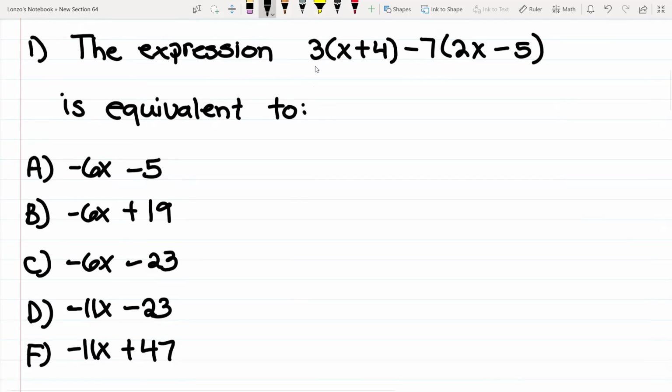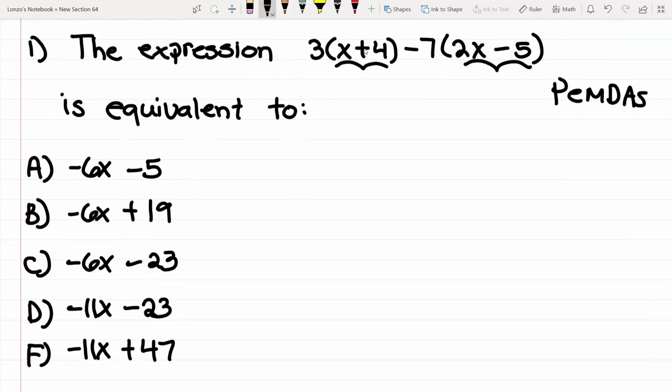So what would I do here? I have parentheses. What do I do first? Do I FOIL out the three? What helps is what's called PEMDAS. Do we have parentheses? Yes, we have two parentheses, one here and one there.